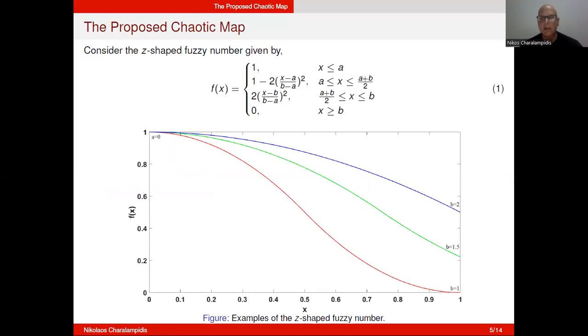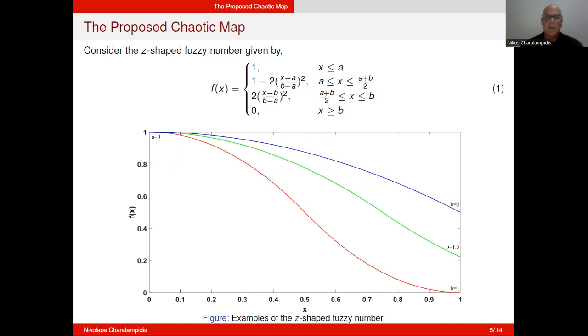So, motivated by this, we had designed a piecewise chaotic map, which in a previous work we used it for grayscale image encryption. And now we use this map and we extend our work to color image encryption.